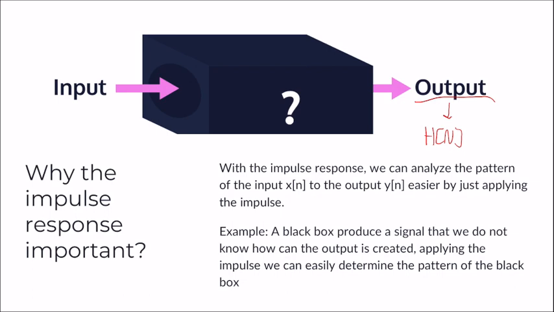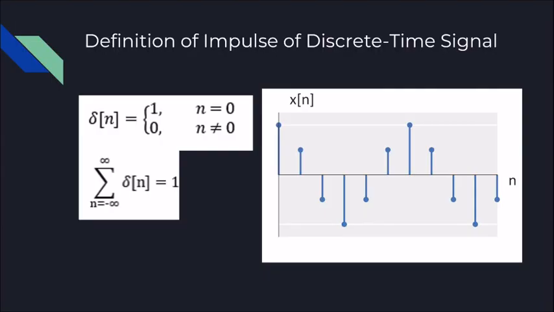For example, as we are seeing here, this black box produces a signal, and we don't know how the output is created. By applying the impulse, we can easily determine the pattern of the black box. And if we want to go further, when the impulse function is applied to a system, it produces an impulse response, which can be shaped as this particular shape in the graph. This impulse response of the system usually describes how the system responds to the input signal given to it.